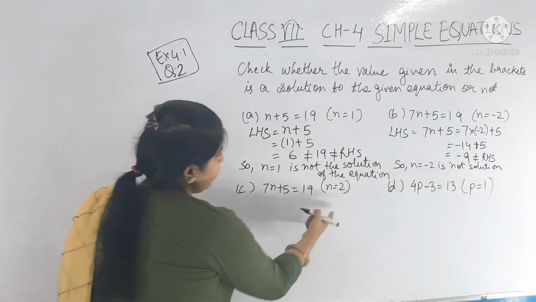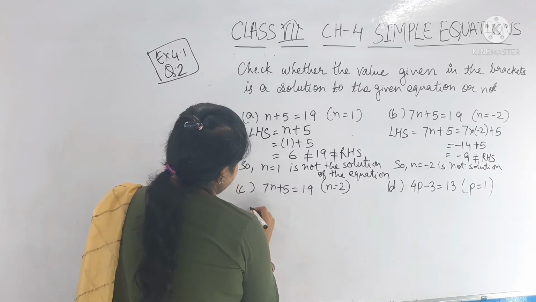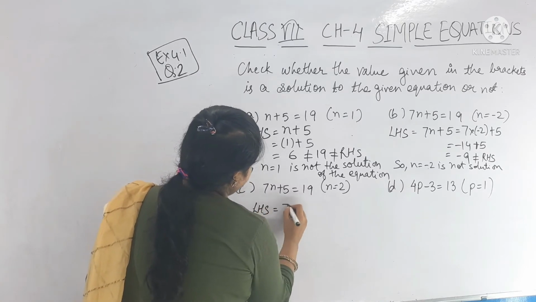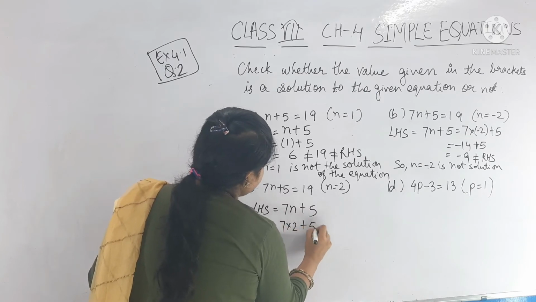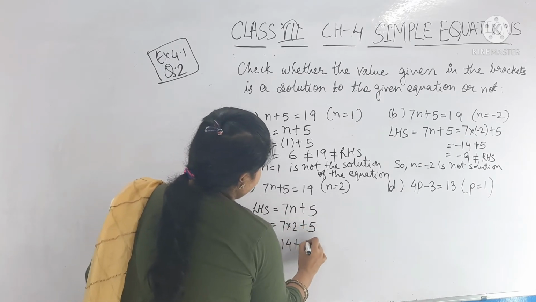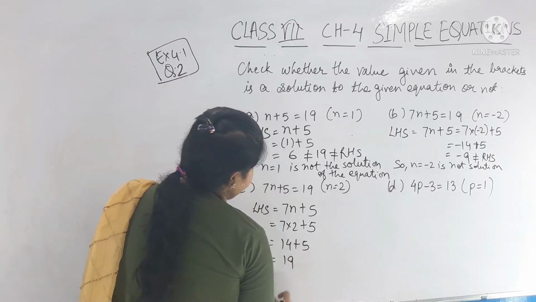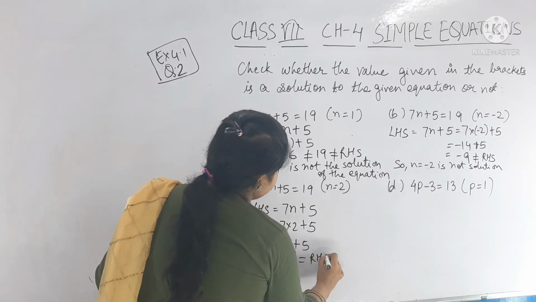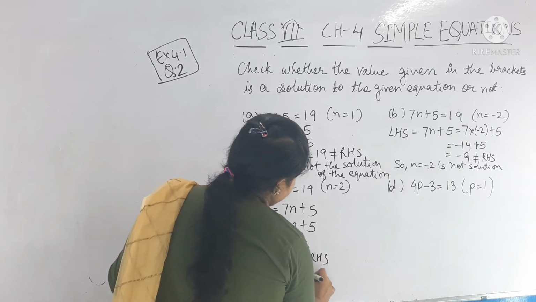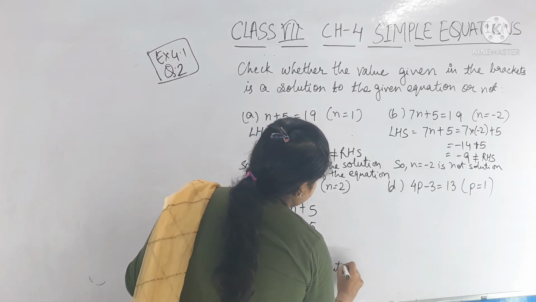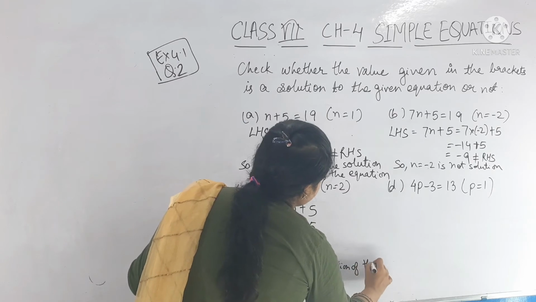Okay. Here for n equal to 2, LHS equal to 7n plus 5, that is 7 into 2 plus 5, 7 2s are 14 plus 5 that is 19. So equal to RHS, therefore n equal to 2 is the solution of the given equation.